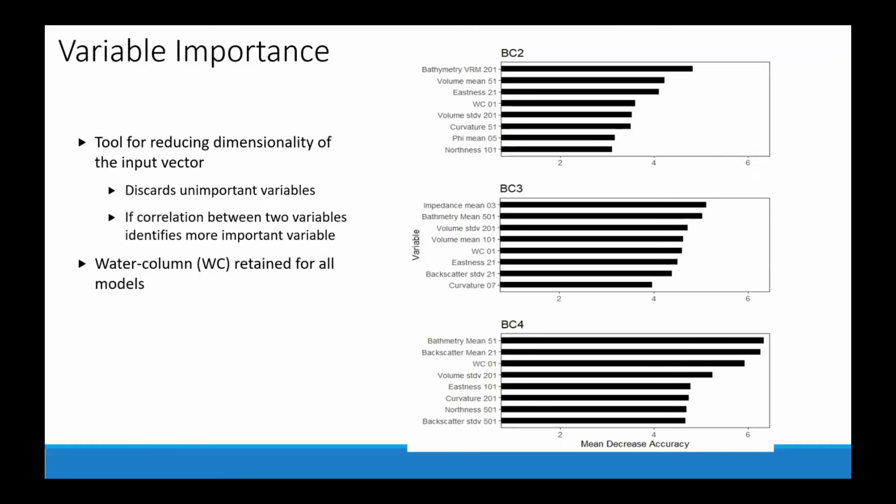And if there were a correlation between two variables that exceeded our parameters, we would choose the variable that had a higher mean decrease in accuracy to remain in the model. Fortunately for us, the water column data, although it was a little positively correlated with backscatter, fell well below our metric of 0.7 for the Pearson correlation coefficient. And so you can see here for the three different models, we have the variable importance, and water column appears to be the most important for the biotope complex.